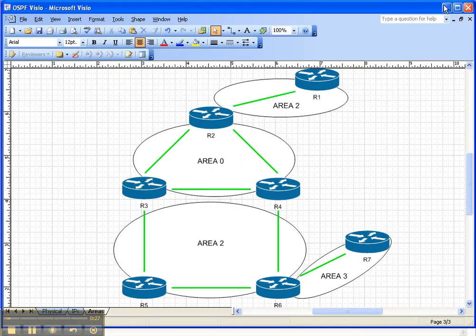So let's look at the network topology. We're going to configure route summarization on router 3 and router 4 because they're the area border routers for area 2 for prefixes coming from router 6. And we're going to be on router 2 seeing if the route summarization worked.